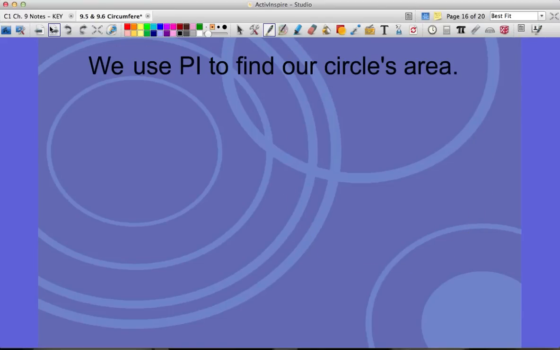We also use pi to find our circle's area. And remember, the area is all the inside of a shape, or the space that a shape takes up. So the area is equal to pi times the radius squared. There is no substituting here because radius squared is not the same thing as radius times 2. Radius squared means radius times radius.